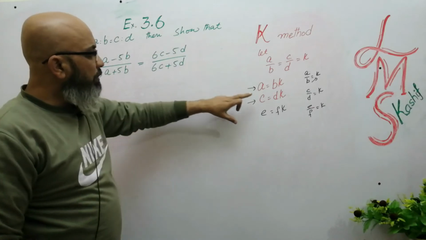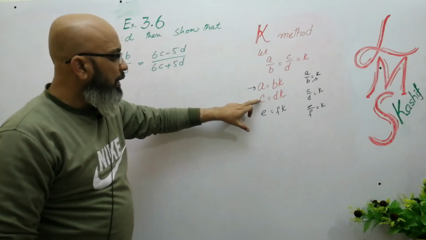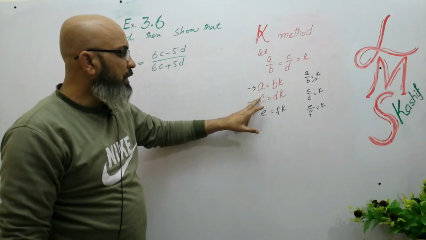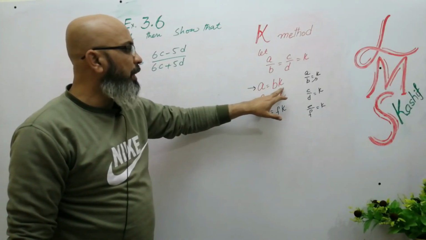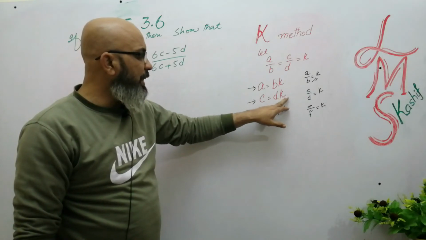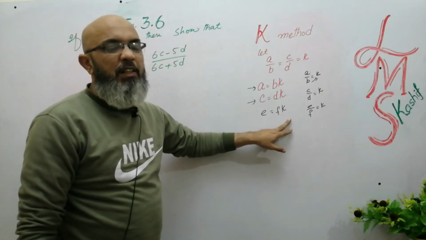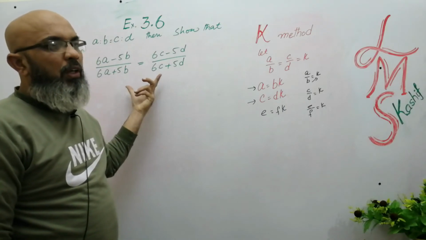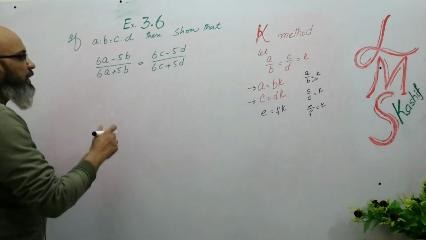In these questions we will replace the values of A, C and E. What is the value of A? That is BK. What is the value of C? That is DK. What is the value of E? That is FK. And then we will prove that both the sides are equal. Left hand side is equal to right hand side.